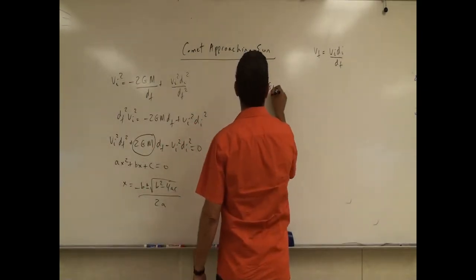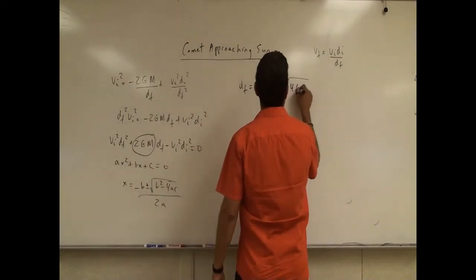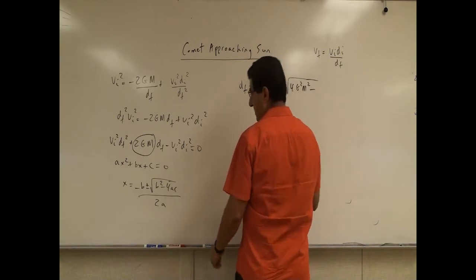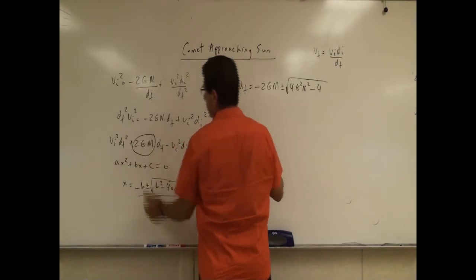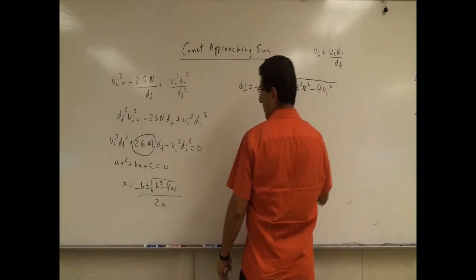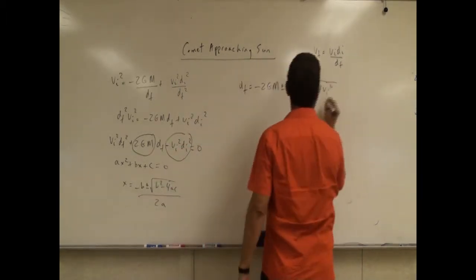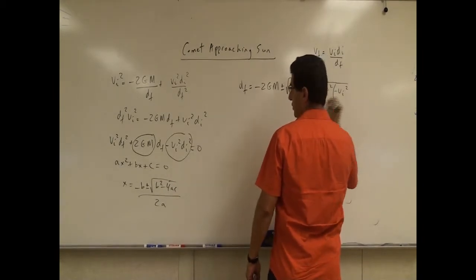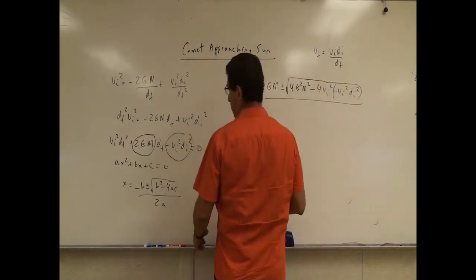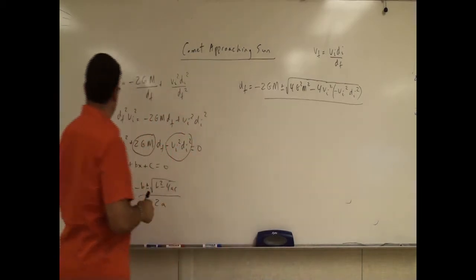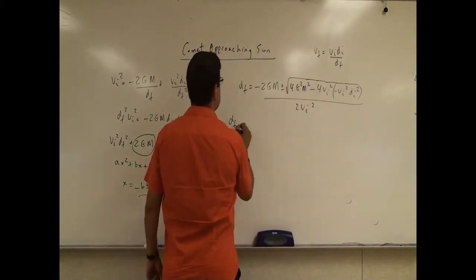So negative 2gm plus or minus square root of, then I'm going to square the b, 4g squared m squared minus 4 times a, and my a is the v initial squared, right, times c, and then my c is negative v initial squared, d initial squared. Okay? Over, divide that by what? 2a, which is going to be 2v initial squared.